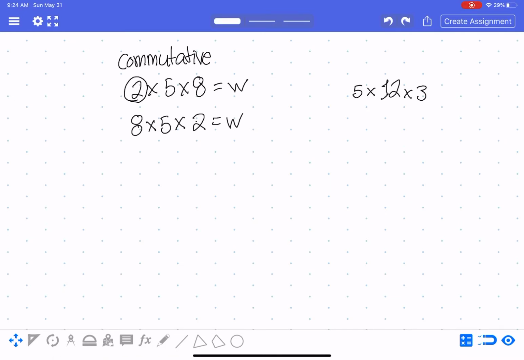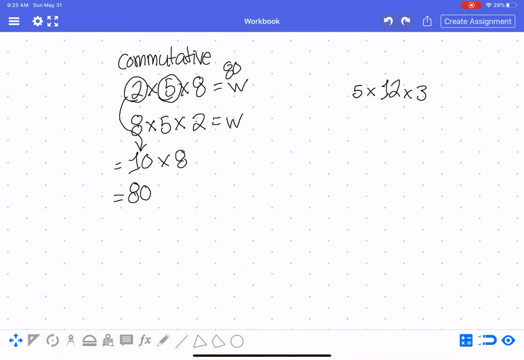The 5 and the 2. And the reason why they're together is because it'll create a friendly number, and you'll see. So 5 times 2 is 10, times 8. Okay, so just like that, I got rid of two numbers, right? And now 10 times 8 is a friendly number, and it's 80. Okay, so that means that all of this is equal to 80, right?